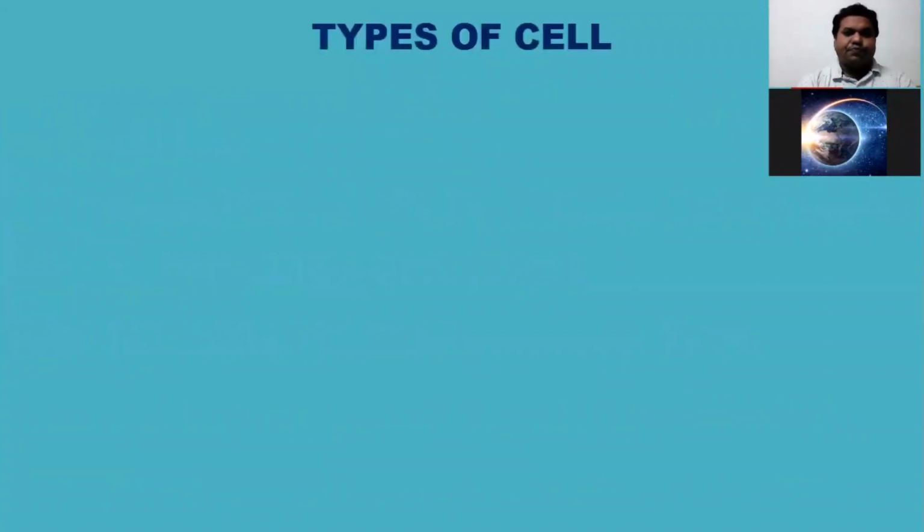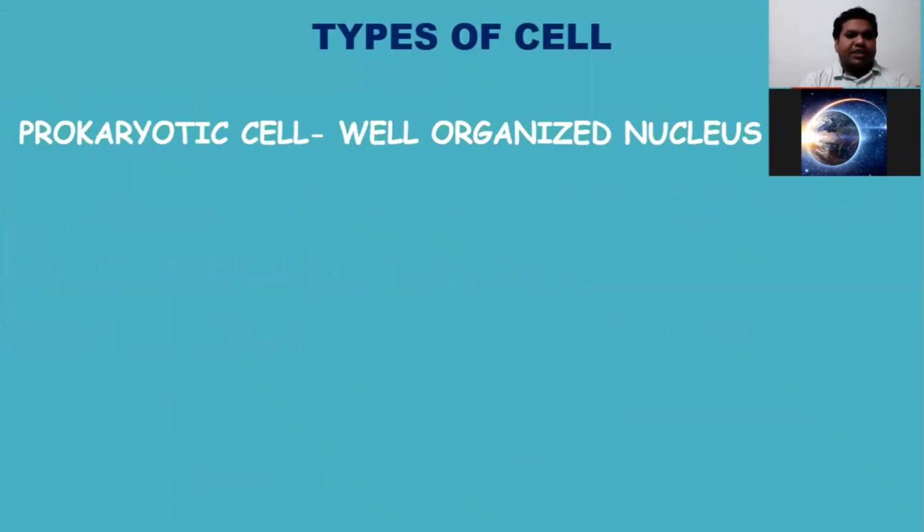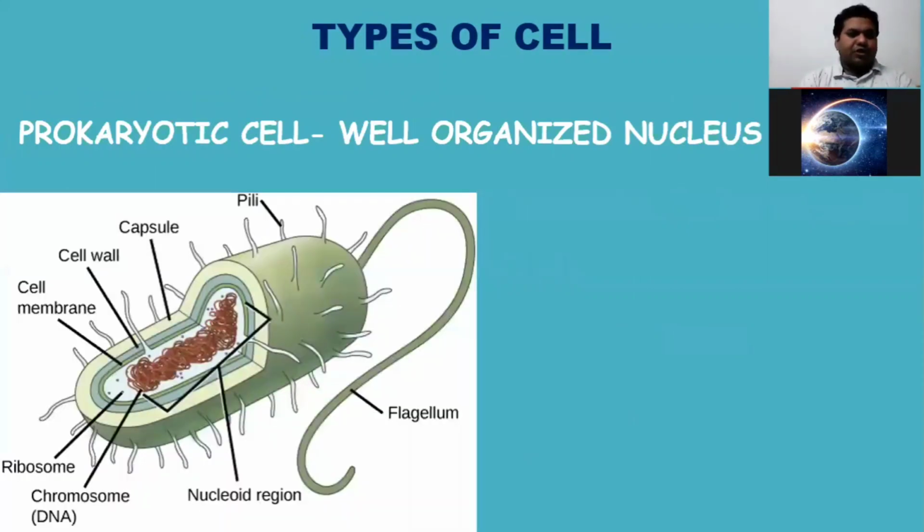Types of cell. Prokaryotic cell, a cell which does not have a well-organized nucleus. You can see in the diagram, it's a prokaryotic cell. It does not have a well-organized nucleus. Can you recognize? It's a bacteria. Yes.